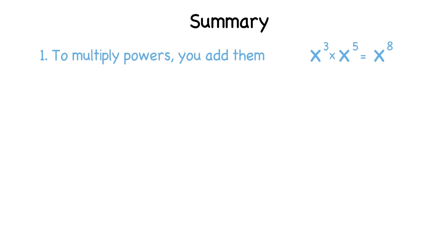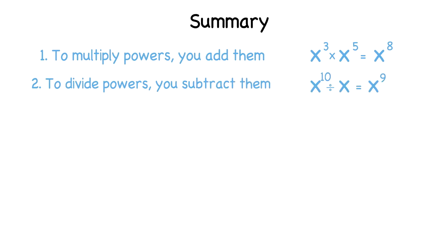Okay, well done. Let's have a look at a quick summary. Number 1. To multiply powers, you need to add them. To divide powers, you need to subtract them. And if you've got powers in brackets, you multiply them.